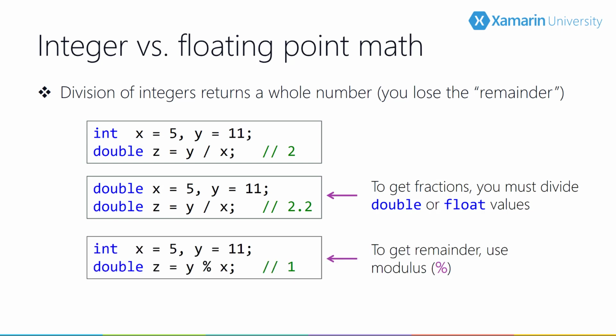Here's another example of the remainder. Once again, we have 5 as x, 11 as y. So 11 mod 5 is 1, because 5 goes into 11 2 times with 1 left over.